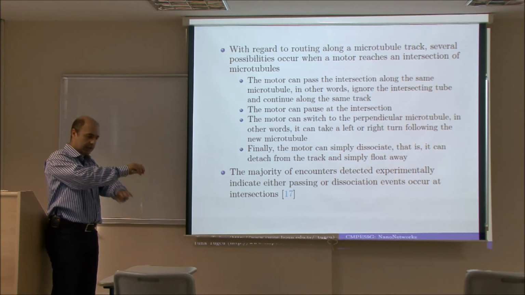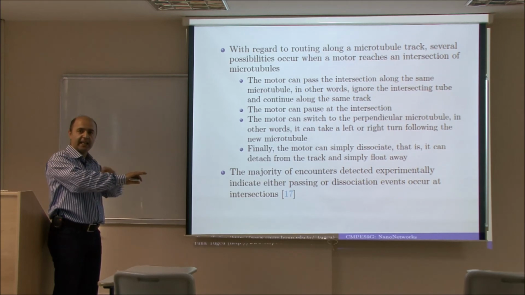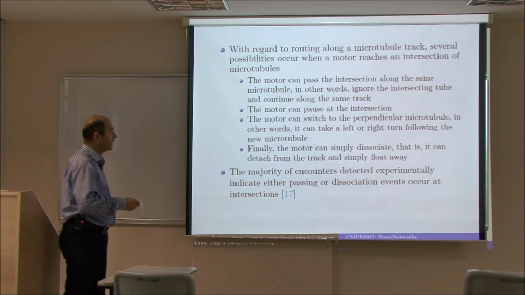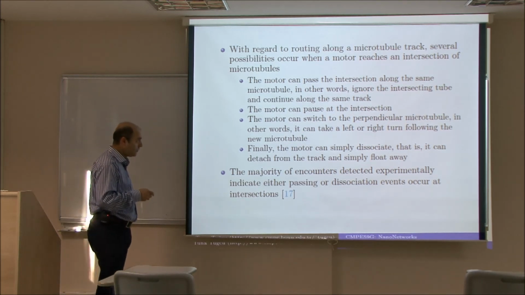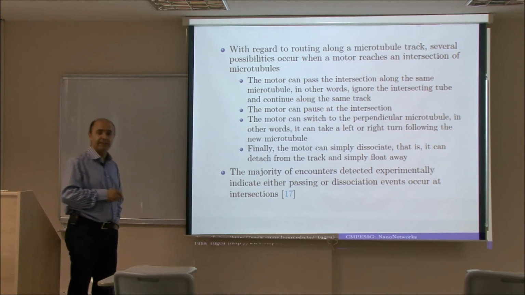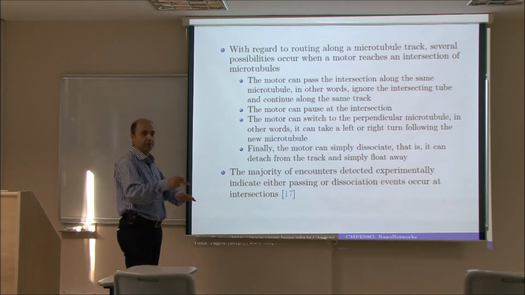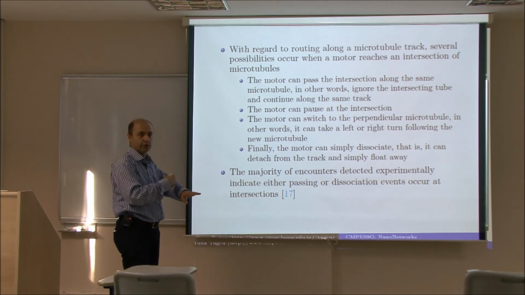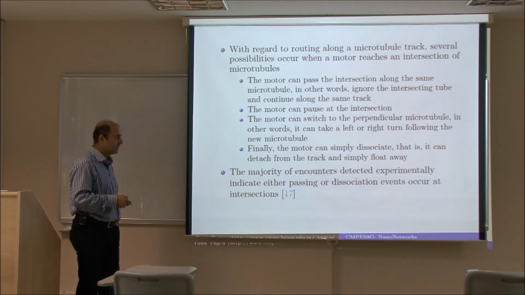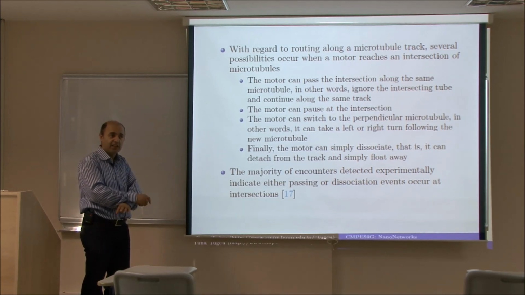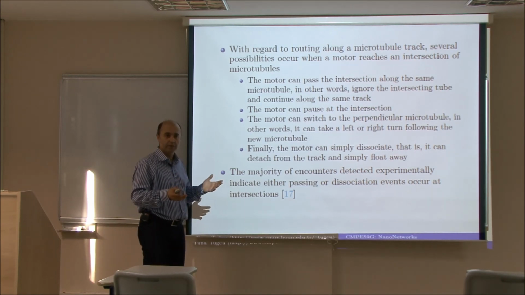The motor can pause at the intersection. It may just stop there. The motor can switch to the perpendicular microtubule, which means take a left or right turn in the microtubule. Or the motor can simply disassociate at this intersection and again start floating with Brownian motion, and God knows what will happen. Any one of these may happen. But it has been observed that in most of the cases, the first one occurs. You go straight, or you get disassociated from the rail. Turns are less likely.